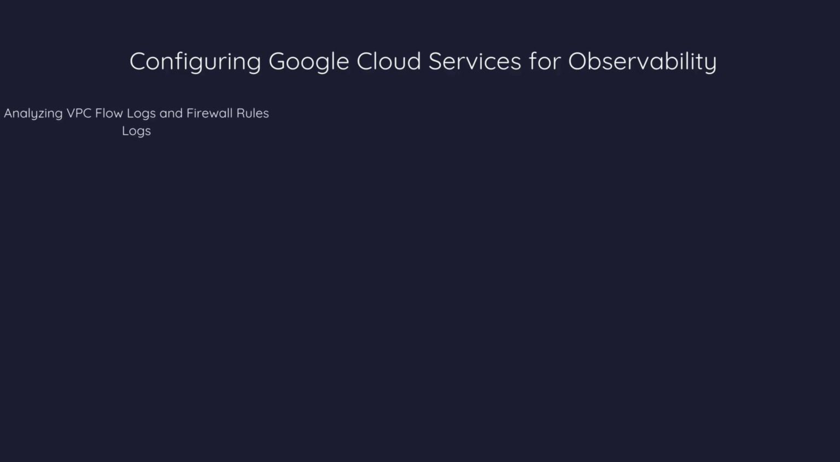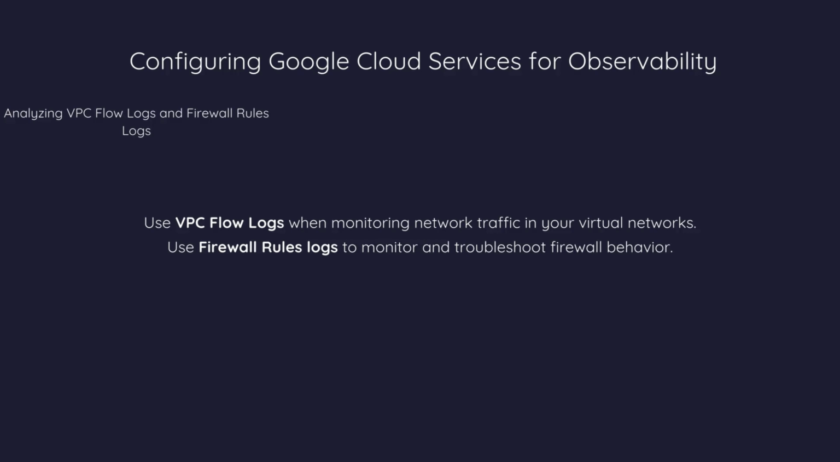Analyzing VPC Flow Logs and Firewall Rules Logs. Another critical part of observability is monitoring network traffic. VPC Flow Logs and Firewall Rules Logs provide insights into network traffic, helping you identify performance issues or security breaches. When to use VPC Flow Logs: when monitoring network traffic in your virtual networks.